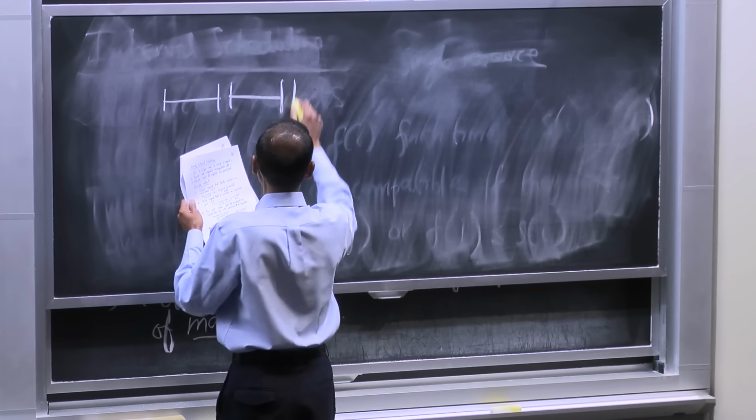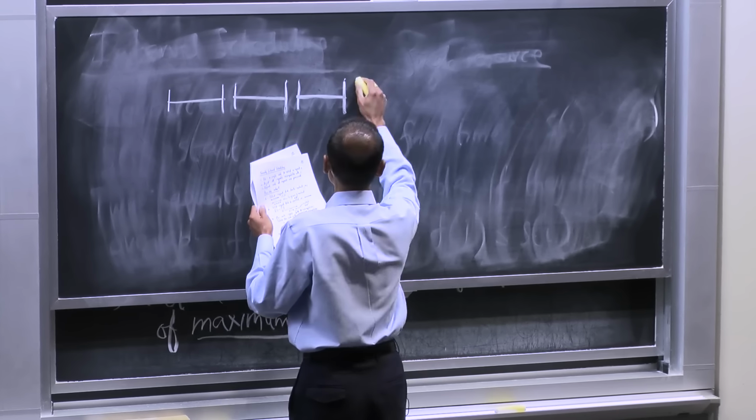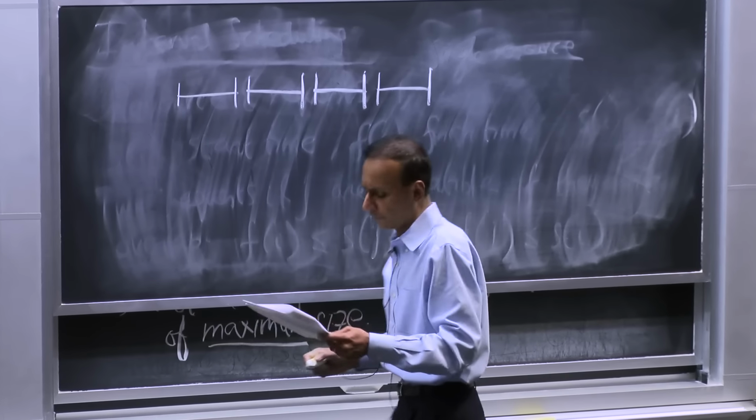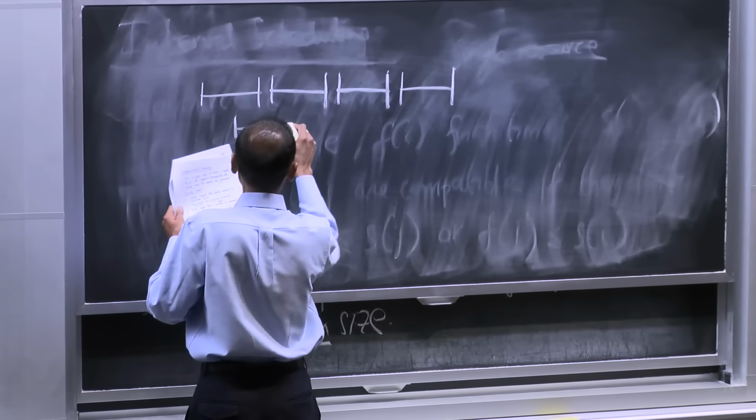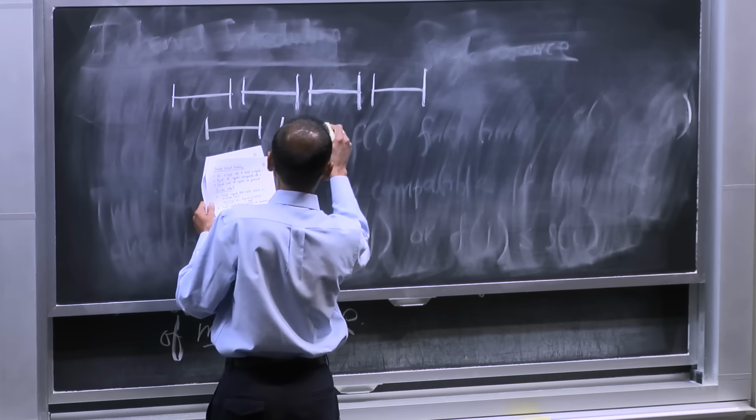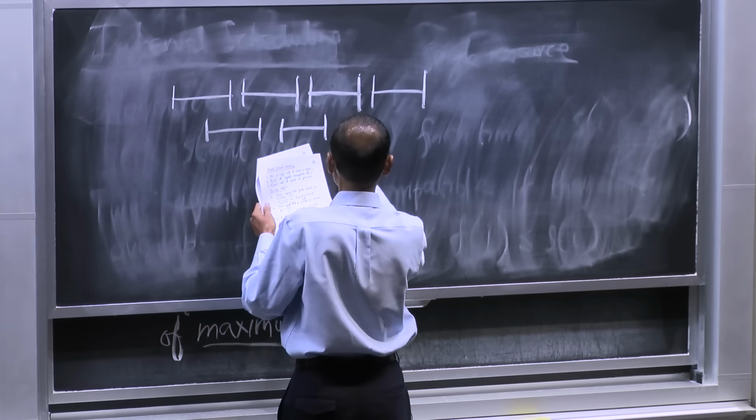So here's an example where I have something. It's a little more complicated. As you can see, this is a pretty good heuristic. It's not perfect, as you can see from this example, where I have something like this.